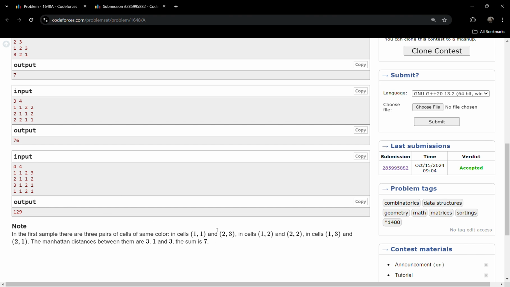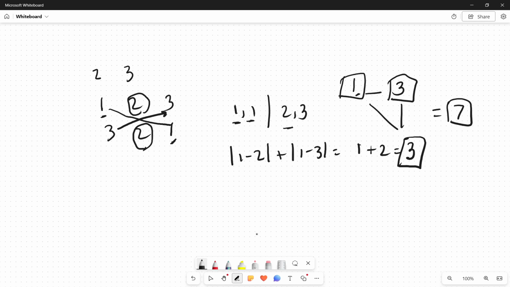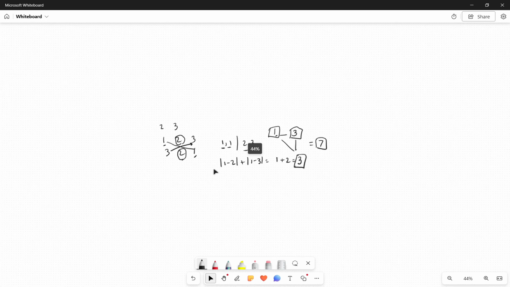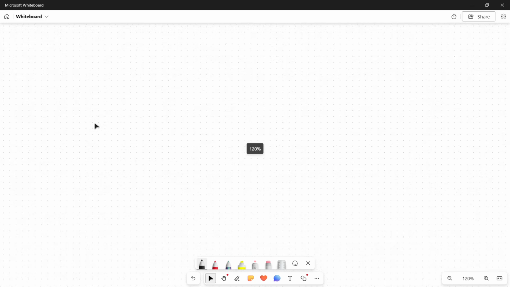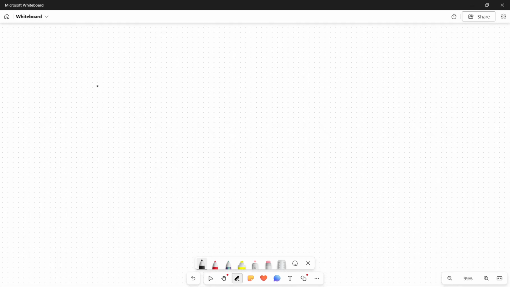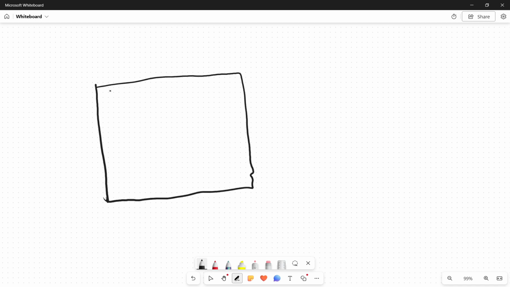So the way I approached this problem was like, suppose this is the grid, and here suppose entry E was there at x1 comma y1, the same entry was at x2 comma y2, the same entry was at x3 comma y3, and the same entry was at x4 comma y4 as well.